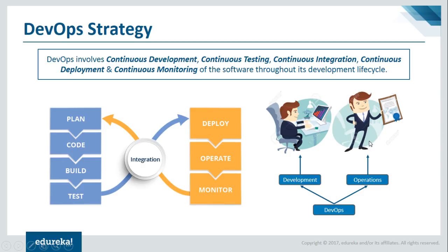He's also working on the operations aspect. So he's getting all the reports and all these things, right? So the DevOps strategy, since it involves the engineers to have complete control of the application that's being developed, involves continuous development, continuous testing, continuous integration, continuous deployment, and continuous monitoring of the software throughout its development lifecycle, right? So that's what the DevOps strategy preaches.